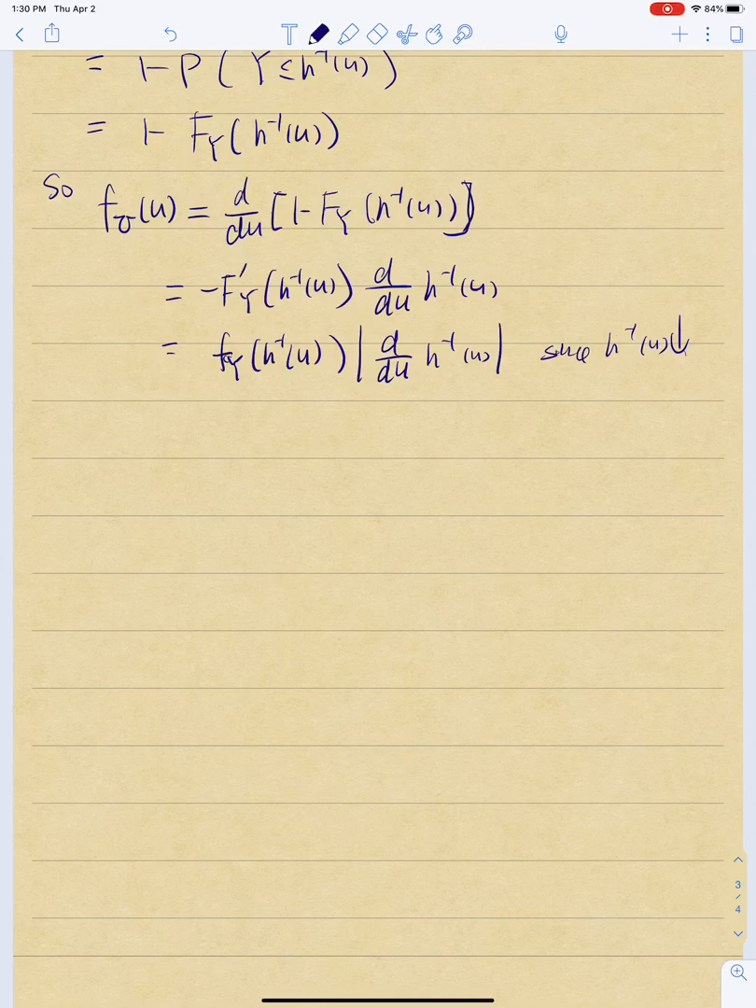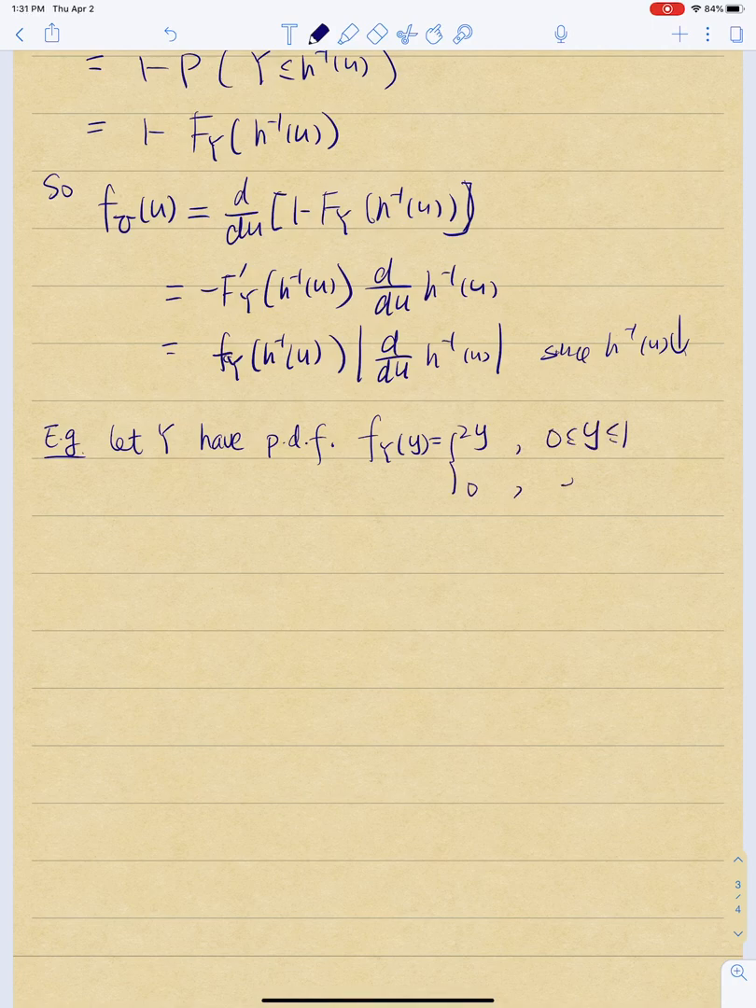So last time we introduced a new method to find probability density function, and we proved the formula given by the theorem. So today we're going to look at some examples on how to apply the theorem. So here we're going to use the formula just introduced in the previous theorem.